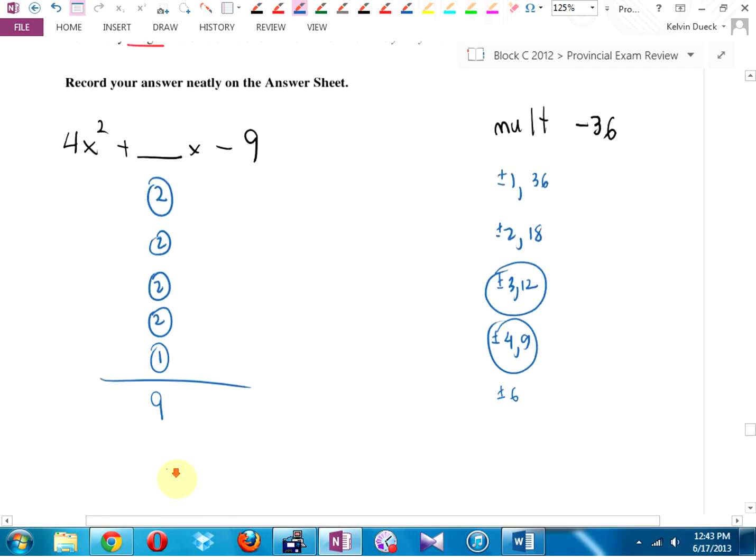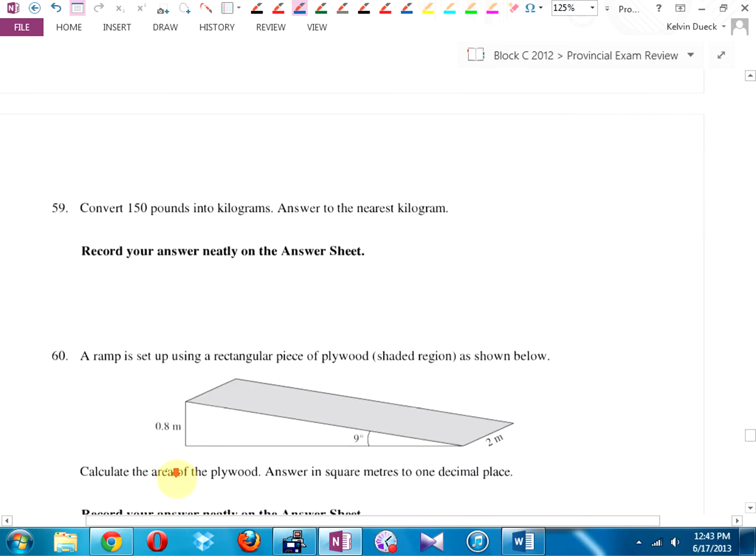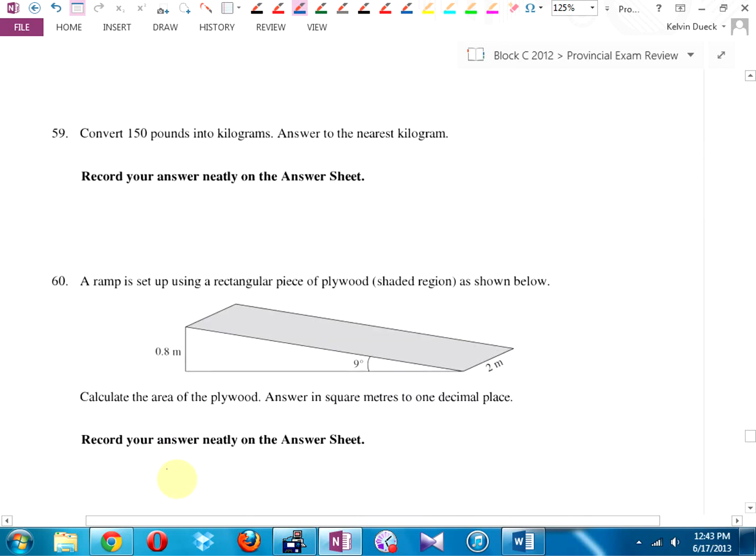Nearly done. Two more. Oh, 59. Woohoo! Convert 150 pounds into kilograms. Answer to the nearest kilogram. What's the very first thing I'm going to do to start out? Write down what they gave me. 150. Do I have a conversion factor that relates pounds and kilograms? Yes. So I don't have to hopscotch my way and build a chain?